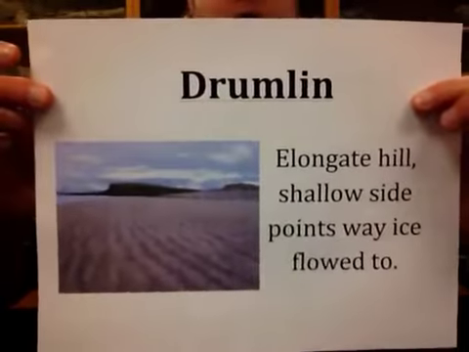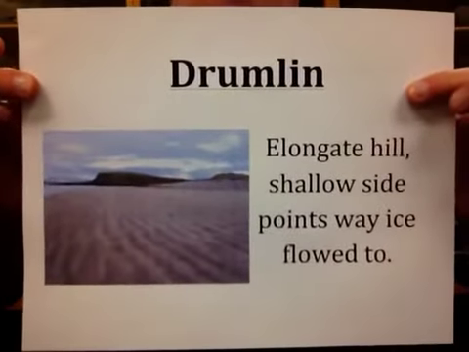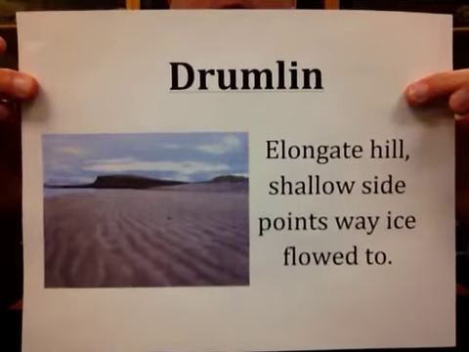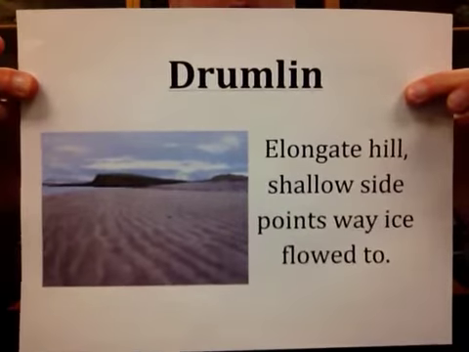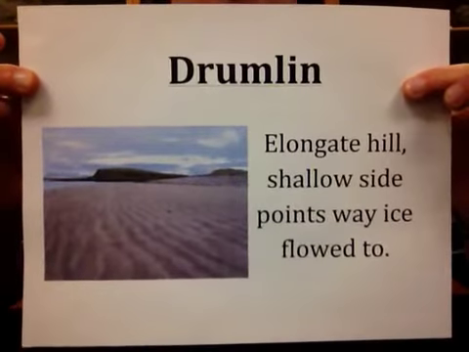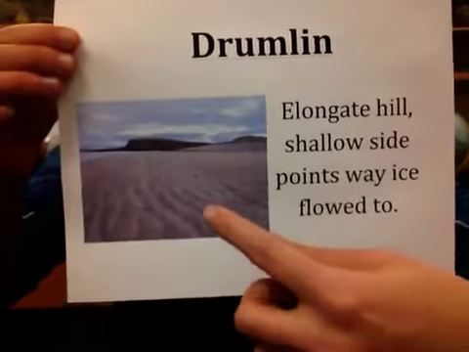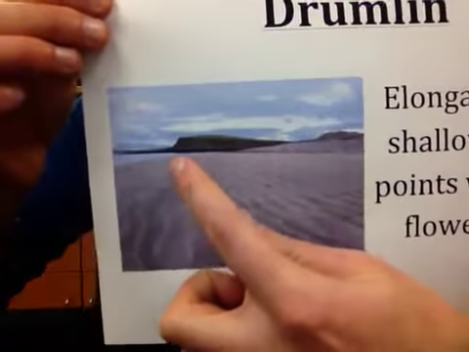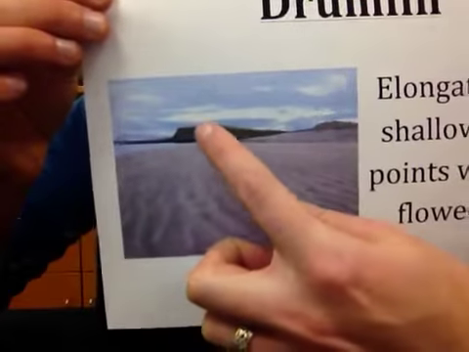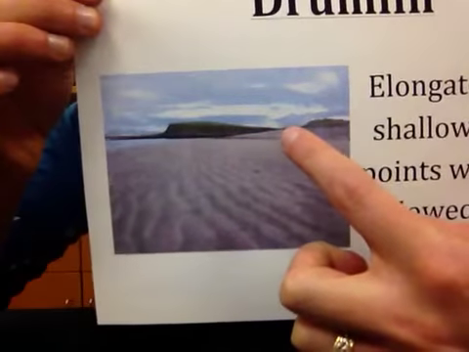The first glacial depositional feature that we are looking at is a drumlin. A drumlin is an elongate hill that has a shallow side pointing the direction the ice was flowing to. So in the picture we're looking at the drumlin from the side. You can see the steep side over here and the shallow elongated side over here.